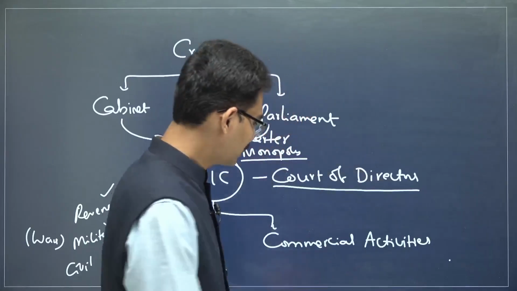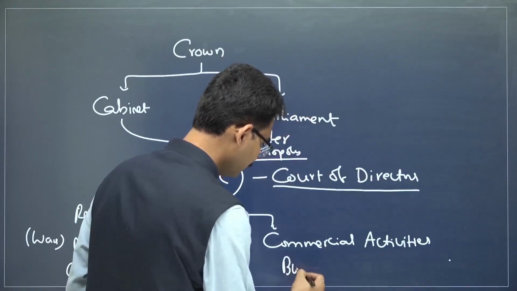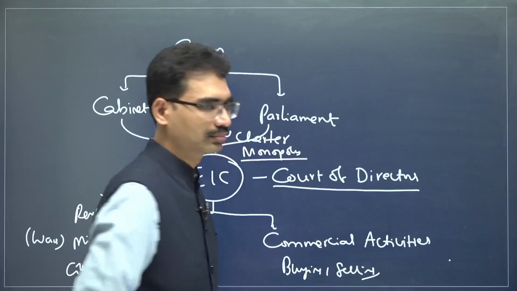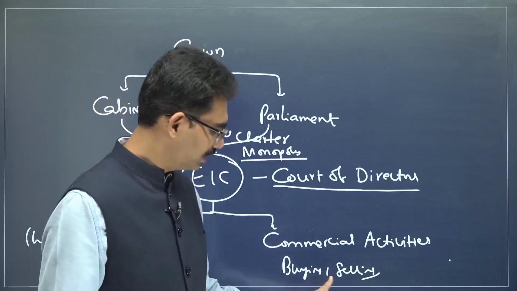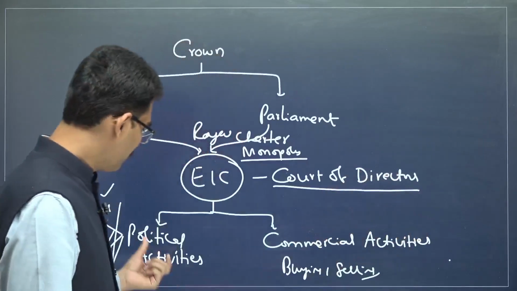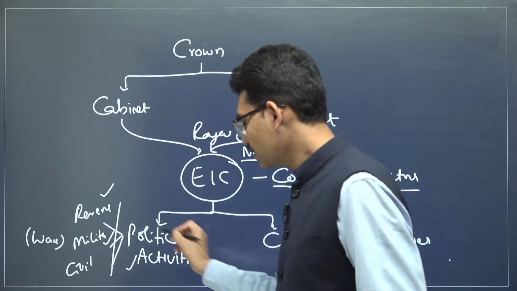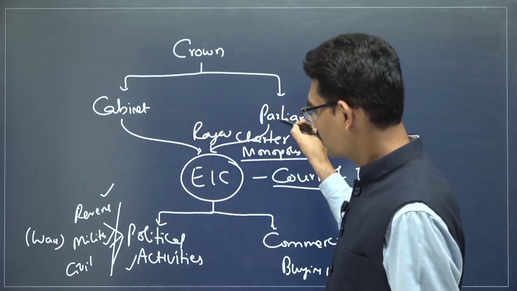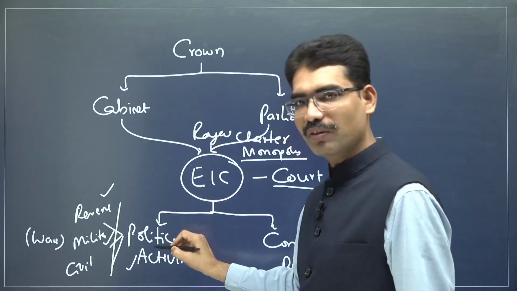When it comes to commercial activities like buying and selling goods, it could be textile, it could be silk, it could be opium, it could be tea, anything. That is business activities on one side, political activities on the other side. As the political activities are growing, now the cabinet and parliament started looking at East India Company, that it is becoming very powerful. They are afraid.